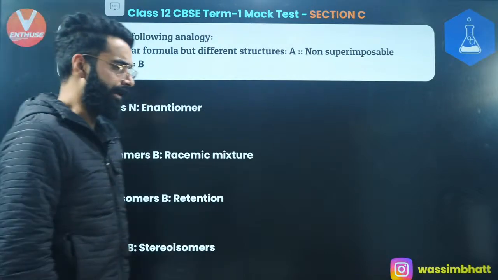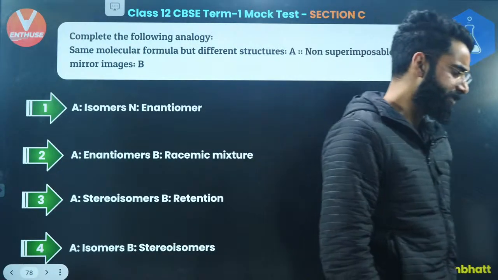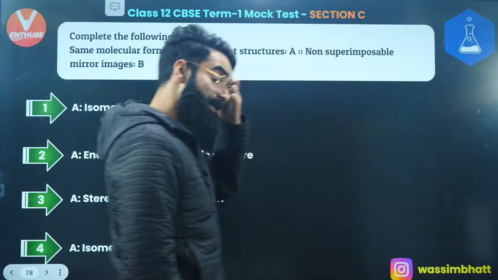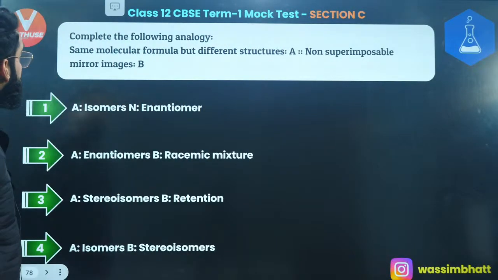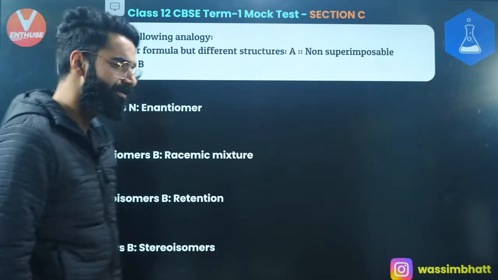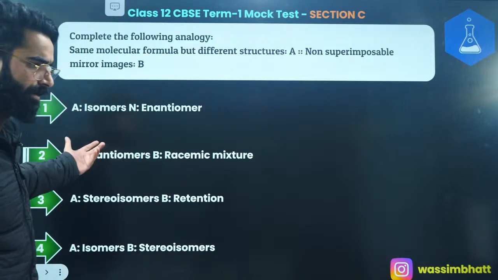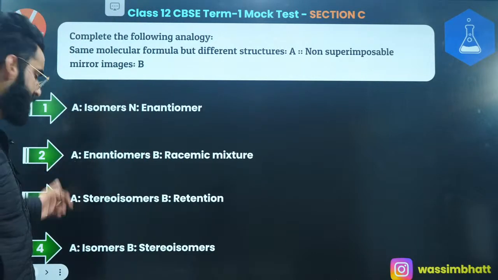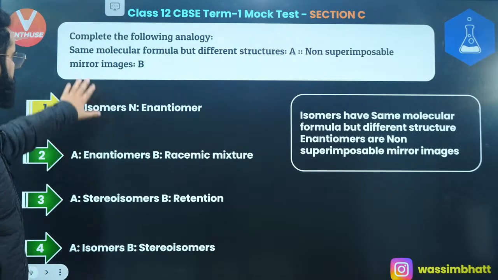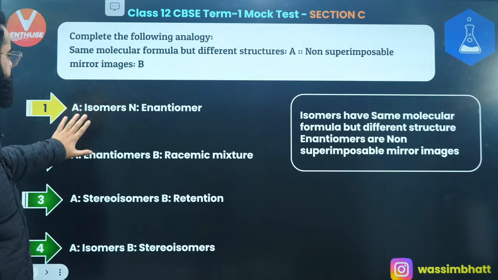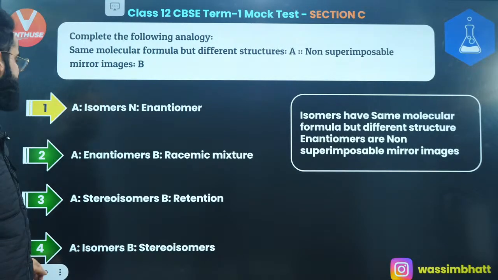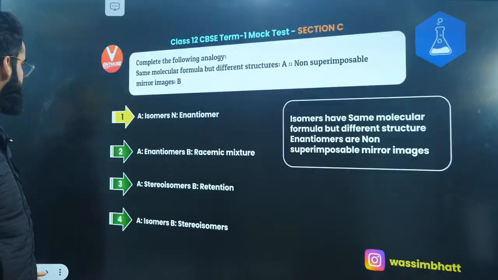Okay, complete the following. A simpler one. Kill it fast. Complete the following analogy. Same molecular formula. That means isomers, right? Same molecular formula, but different structures. Perfect. Non-superimposable mirror image. Enantiomers, right? So option 1 is going to be the correct one only. No need to check the rest of the things. Same molecular formula but different structures, absolutely the isomers. Non-superimposable mirror images are going to be the enantiomers, right?